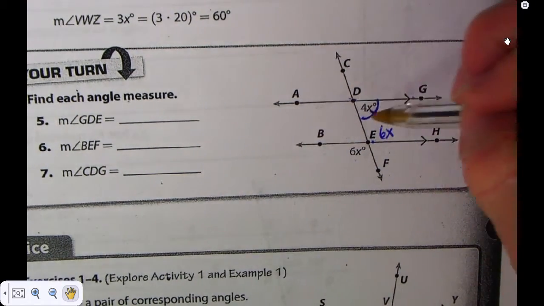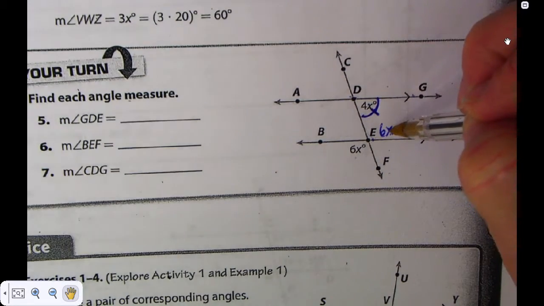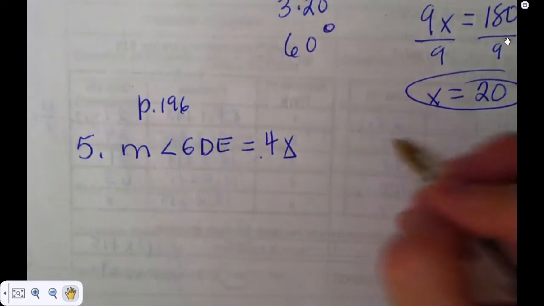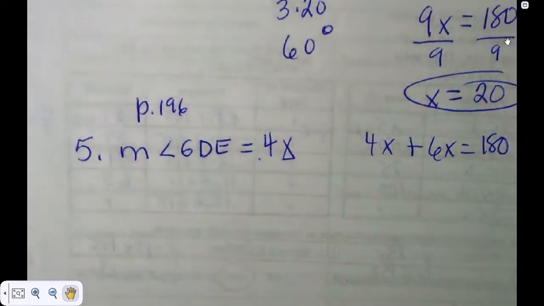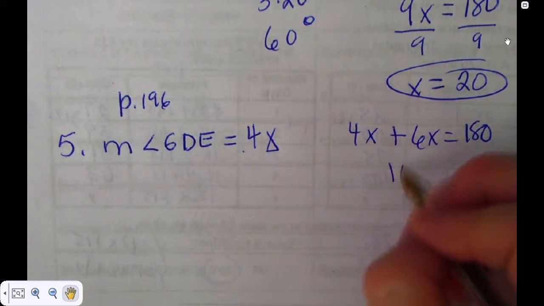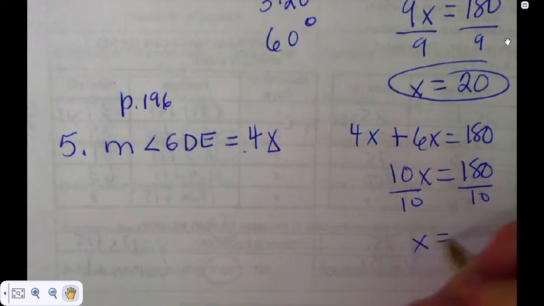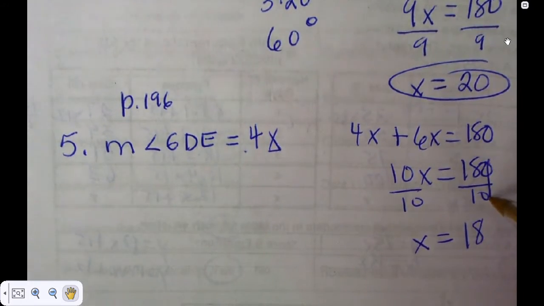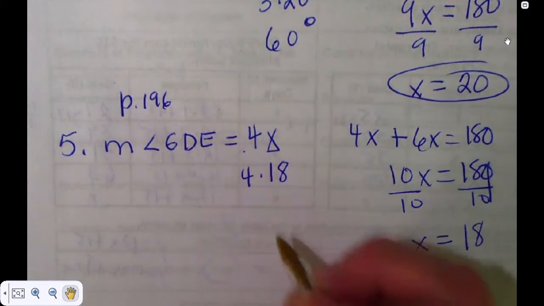Oh, and what do we know about these two angles? Same side interior, so they're supplementary, so they add. Oh, I love it. 4x plus 6x equals 180. 4 plus 6. And we don't need a calculator to divide by 10, do we? We just move the decimal back one time. X is what? Or we just cross out the zeros. 18. So 4 times 18.